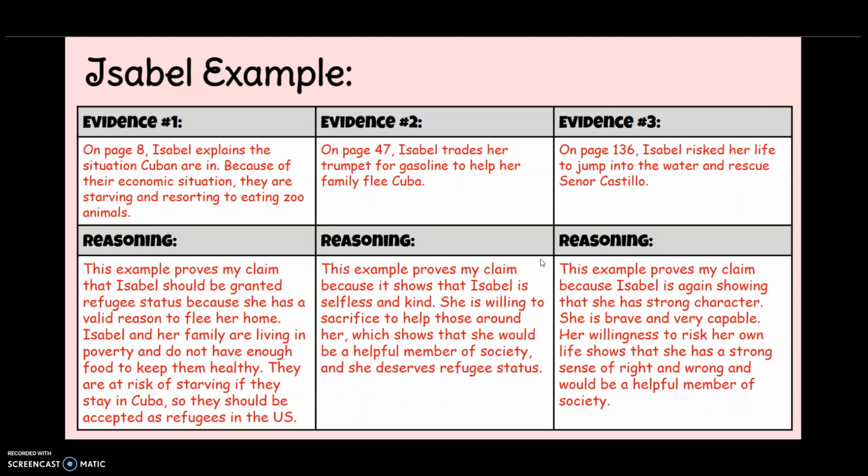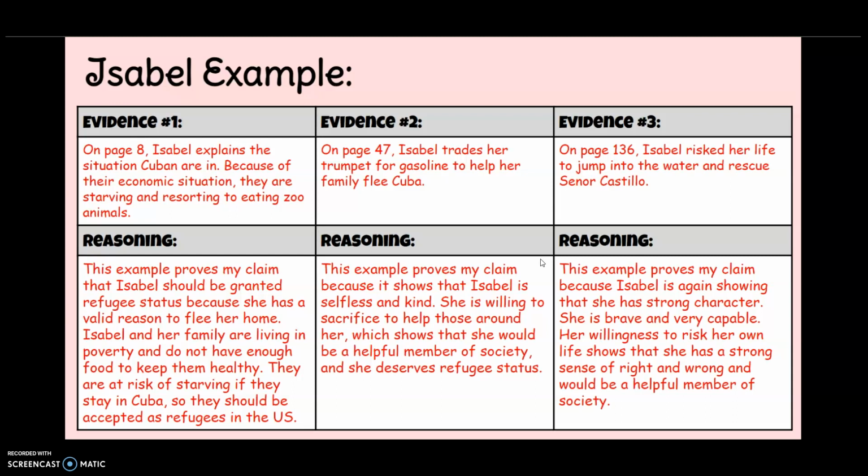Okay, last one. On page 136, Isabel risked her life to jump into the water and rescue Senor Castillo. This example proves my claim because Isabel is again showing that she has strong character. She is brave and capable. Her willingness to risk her own life shows that she has a strong sense of right and wrong and would be a helpful member of society.